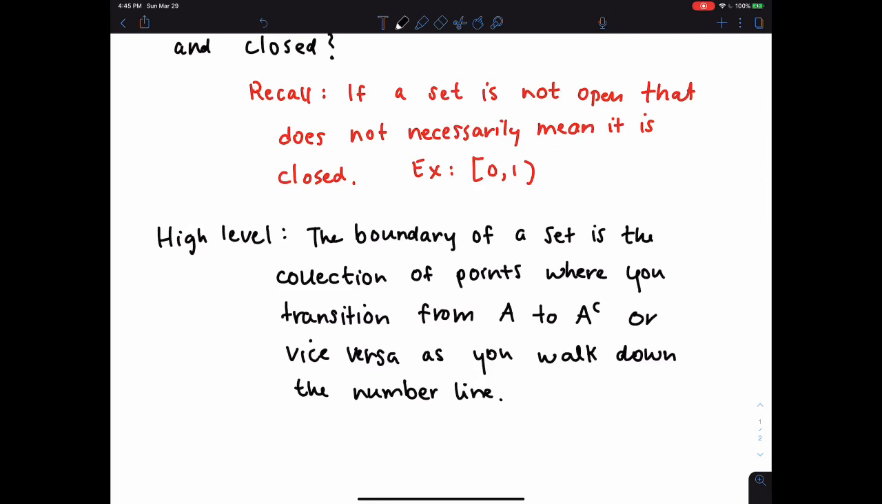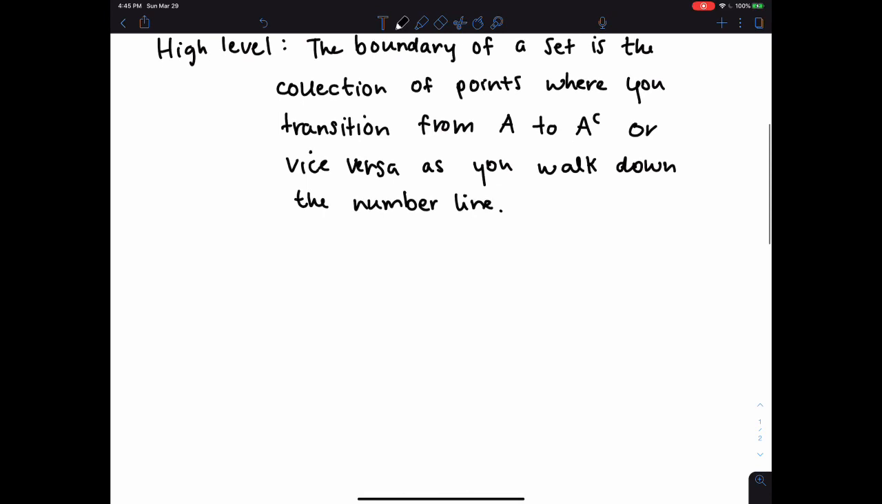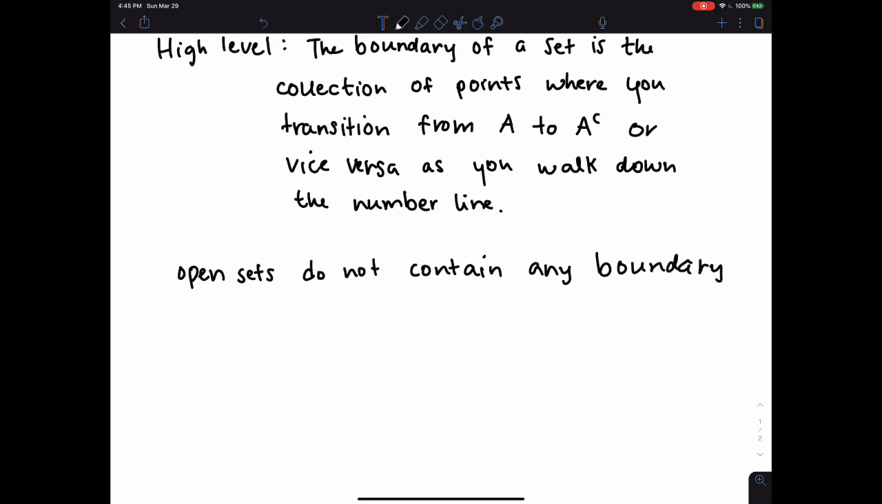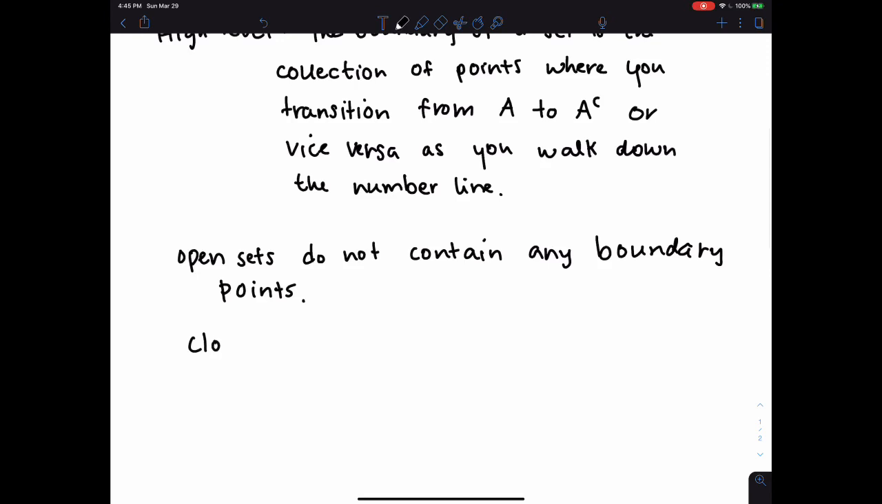And so what you're going to prove in your homework is that open sets do not contain any boundary points. And closed sets contain their boundary points.